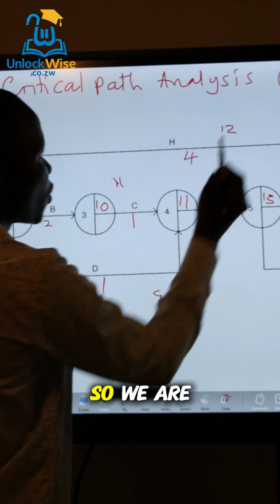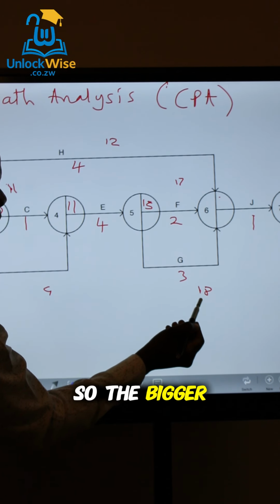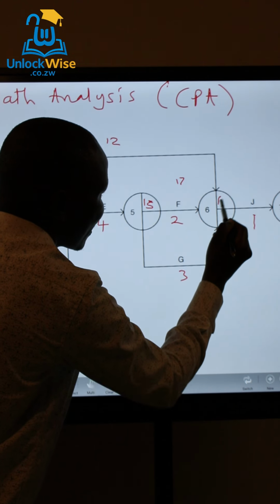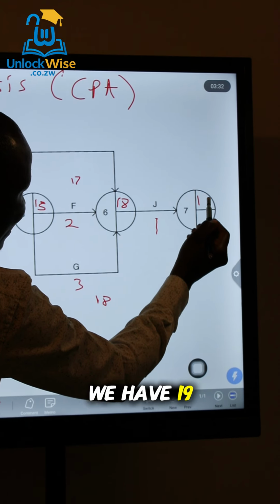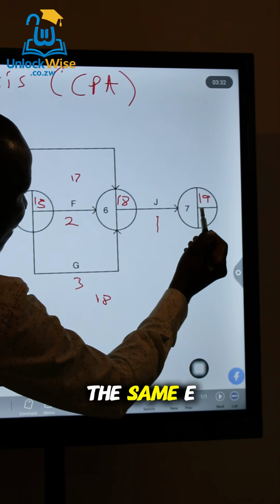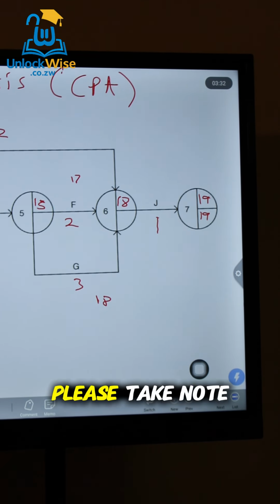Your 12 there. So we are comparing 12, 17, and 18. So the bigger one is 18, so we're going to write 18 there. Then 18 plus 1, we have 19. So the last node always has the same EST and LFT. So 19, 19. Please take note.